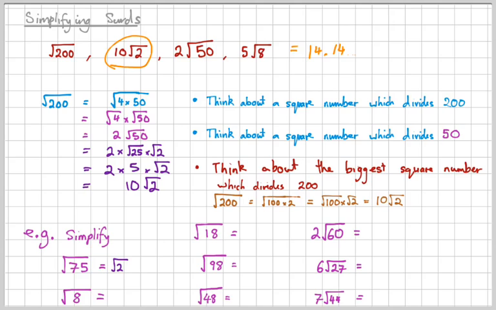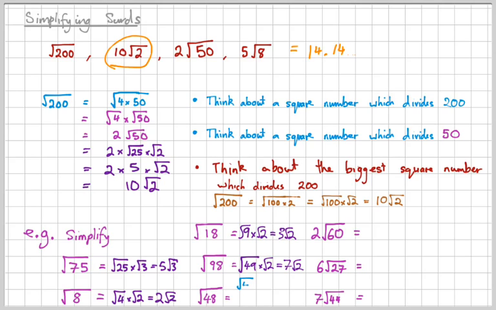So root 75 is the square root of 25 times the square root of 3, because 25 is the biggest square number that divides 75. This ends up being 5 root 3. Root 8, biggest square number that divides 8 is 4, square root of 4 times root 2, which is 2 root 2. Square root of 18, the biggest square number that divides 18 is 9. So it's the square root of 9 times the square root of 2, which is 3 root 2. Root 98, the biggest square number that divides 98 is 49. So this is the square root of 49 times the square root of 2, 7 root 2.